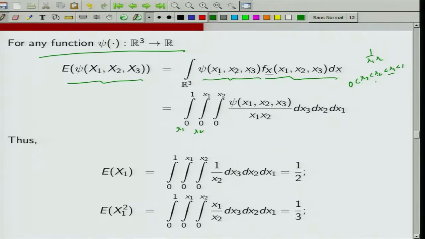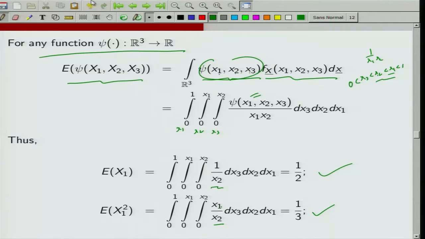Now, x1 and x2 are fixed. So, for fixed x1 and x2, x3 goes from 0 to x2. So, this is what the expectation of psi of x1, x2, x3 would be. Now, for the expectation of x1, just replace psi of x1, x2, x3 by x1. So, it becomes 1 upon x2, and you get this as half. You can get the expectation of x1 square similarly. So, you put x1 square here, that gives me x1 by x2, and integrating over the same range, you get 1 by 3.